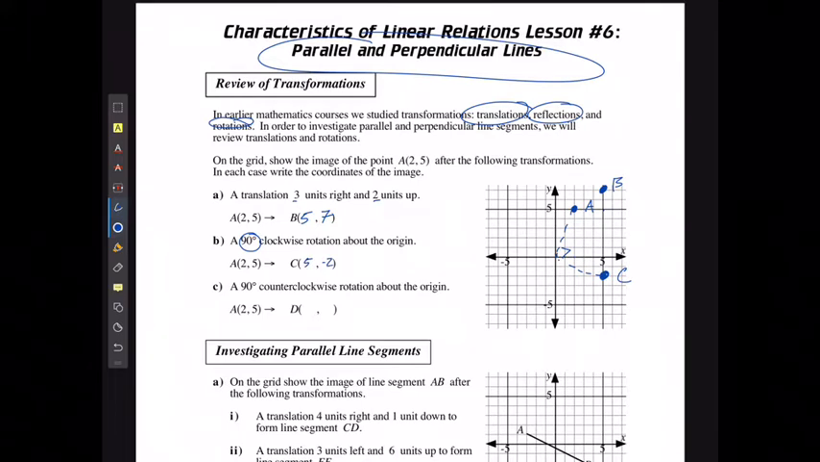If I rotate 90 degrees counterclockwise about the origin, I'm going to rotate 90 degrees in this direction, and I'm going to get point D. In this case, point D is going to be at (-5, 2).